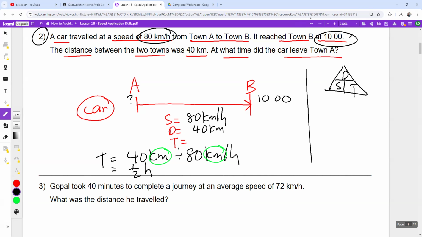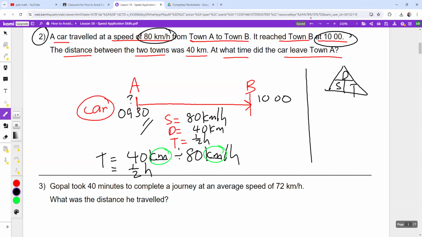Alright, so if the units are the same, then you can divide them. So 40 divided by 80 is actually 40 over 80, and that's a half in the simplest form. So these are all paper 1 questions, so you cannot use a calculator. Which means that the car took half an hour to travel. Now can you find the time the car left town A? Working backwards, 10:00 minus half an hour, the car must have left town A at 9:30, 09:30. So that is your 1 part journey.